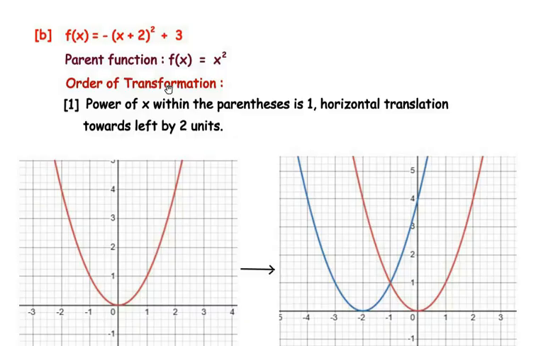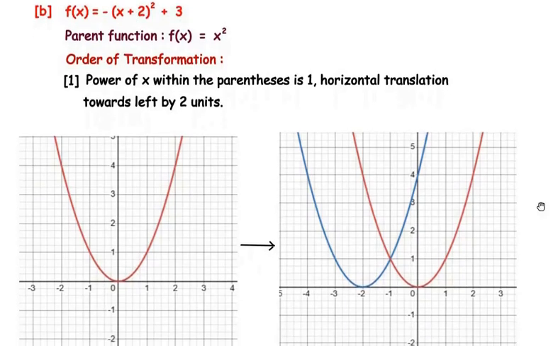Now the order of transformation, step number 1: we have to check for the power of x within the bracket, which is 1 in this case. And since the power is 1, we are going to apply the horizontal translation, that is the parent function is going to be shifted towards the left by 2 units. So here we have shown the translation. So the red graph is the parent function. So let us consider the point 0, 0. So this has to be shifted towards the left by 2 units. So the point comes over here.